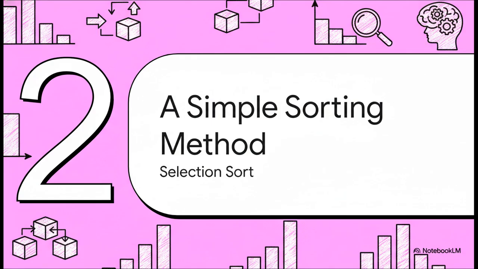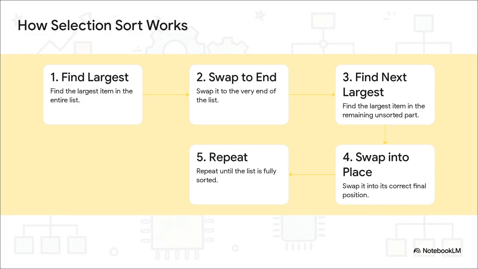So let's look at something that's way more intuitive, an approach that's actually kind of how a person might do it. It's called selection sort. The logic here is really simple. First, you just scan through the entire list and find the student with the highest ID number. Then you take them and swap them to the very end of the list.